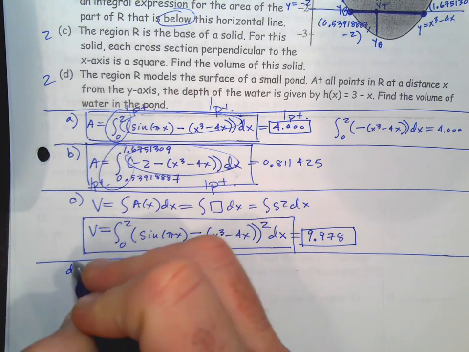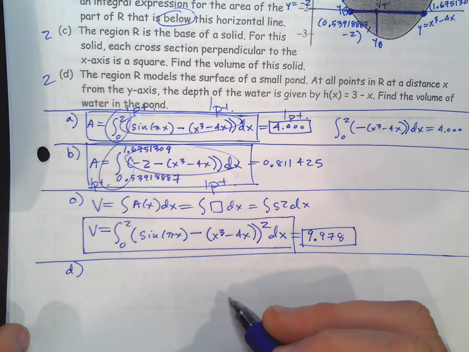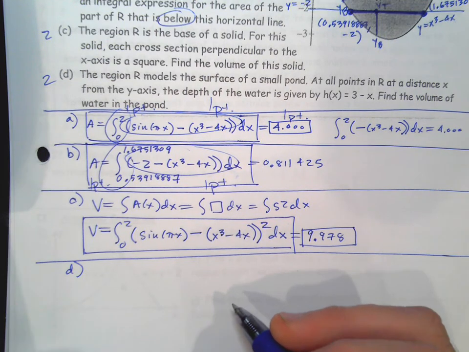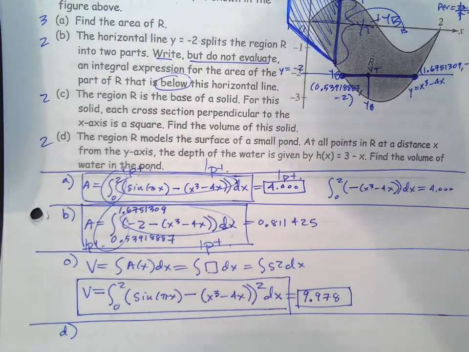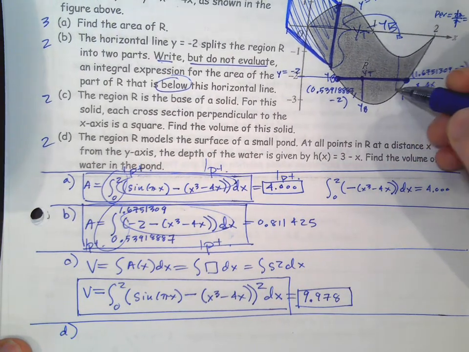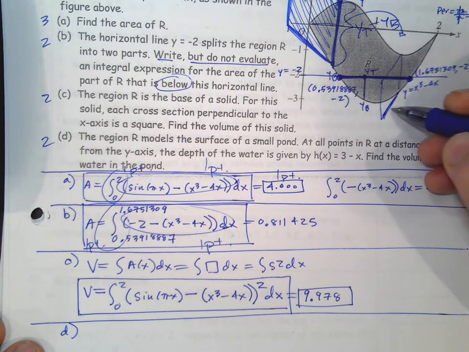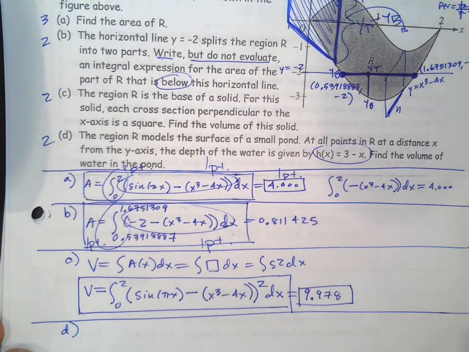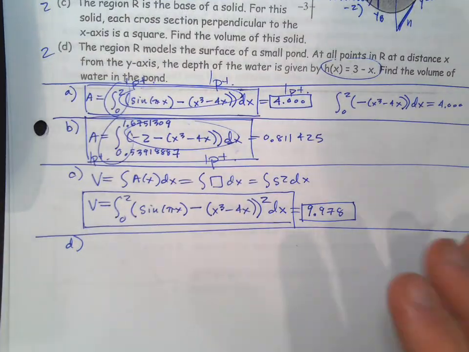All right, D, the region R models the surface of a small pond. At all points in R at a distance x from the y-axis, the depth of the water is given by h equals 3 minus x. Find the volume of the water in the pond. So this is kind of interesting. If you think of this as the top of a pond, and then it goes straight down on the sides, I guess, and so the slices below it are rectangles. But the height right here is changing based off of this curve. So it's kind of like volume by cross-section with rectangles below.